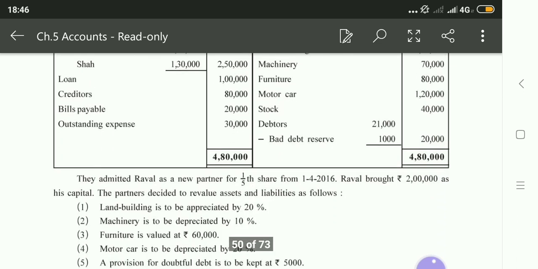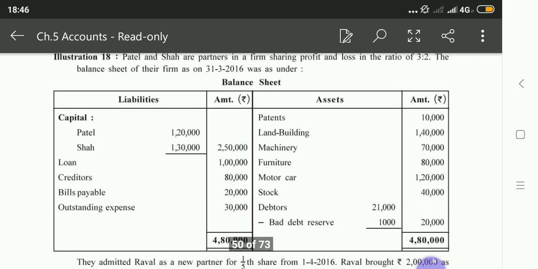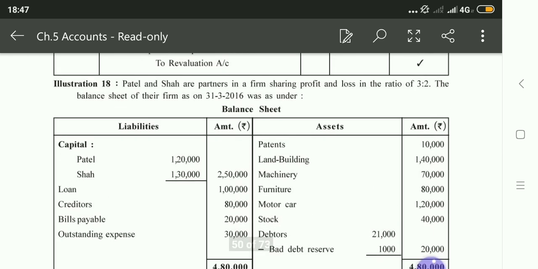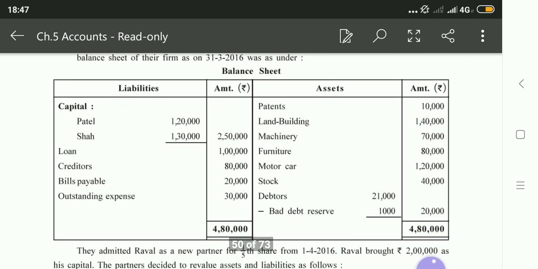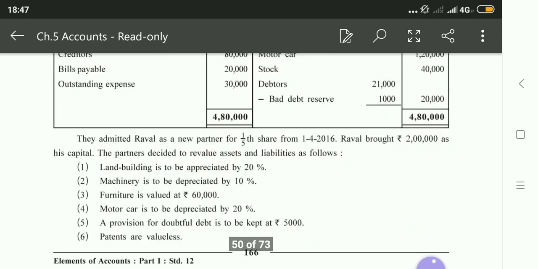Finally, moving towards the adjustments. As I said, you need to carefully read the entire question. We have gone through the question. There are two partners. Their old profit and loss sharing ratio is 3:2. Their balance sheet is given as under. The partner will be given 1/5 share in profit. The partner will bring 2 lakh as capital, and the partners decided to revalue assets and liabilities as follows.